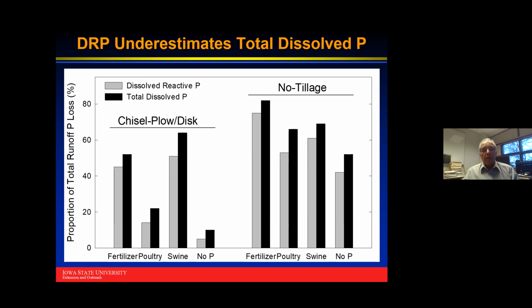So I'm just showing here an example of a study where we have tillage, no tillage, and we have fertilizer, solid manure, liquid manure, or no P. And this is the y-axis, the proportion of dissolved P from the total P, okay? The proportion of dissolved P of the total P. And you can see the black bars is the total dissolved P. In all these cases, there is an underestimation of DRP of the total P.